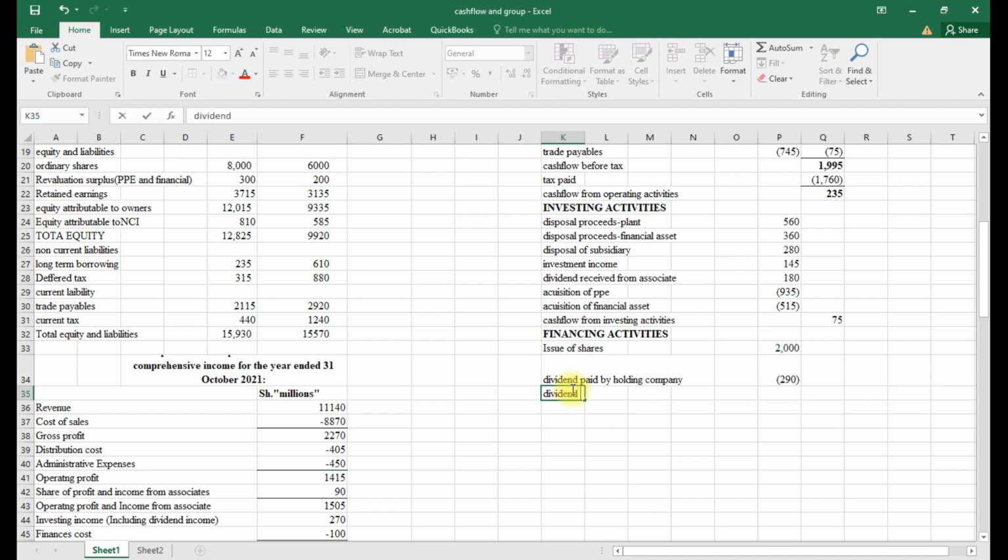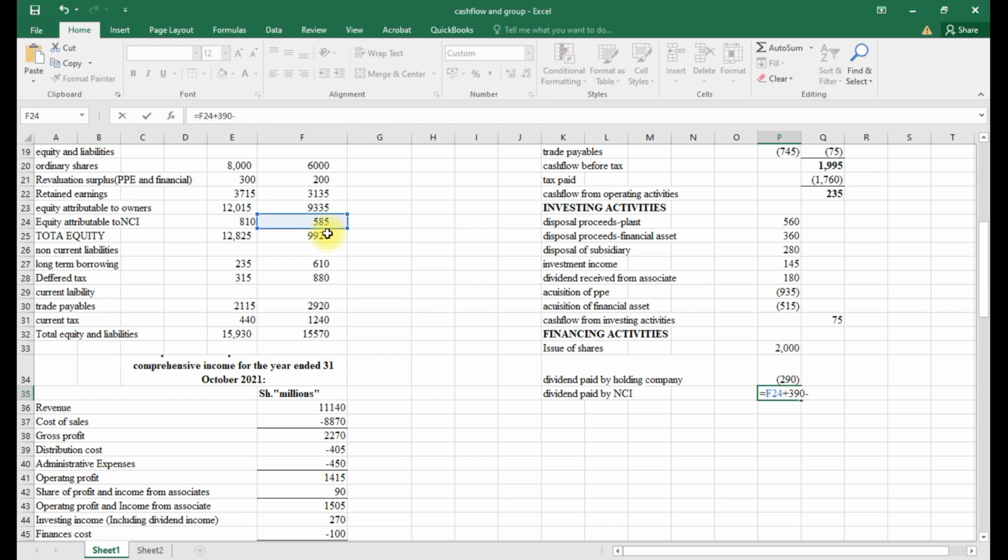Then dividend paid by the non-controlling interest, the NCI. So when you look at the NCI, they had equity attributable to NCI. At the beginning they had 585, and we added their share of 390. We shall minus what they disposed.